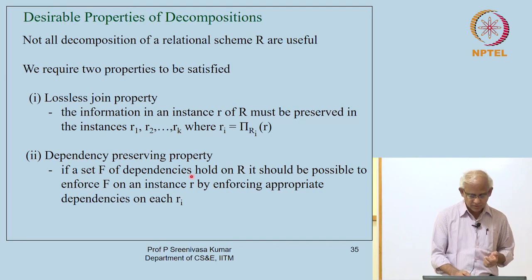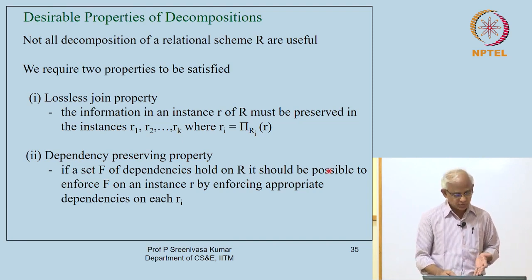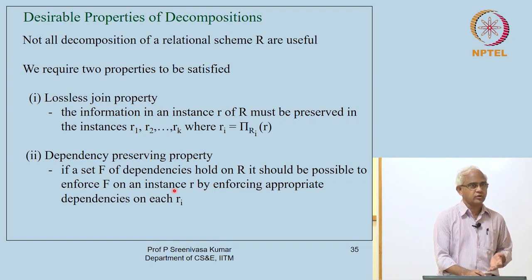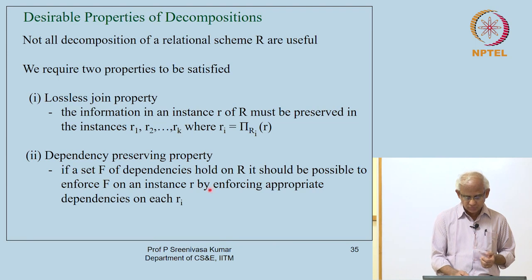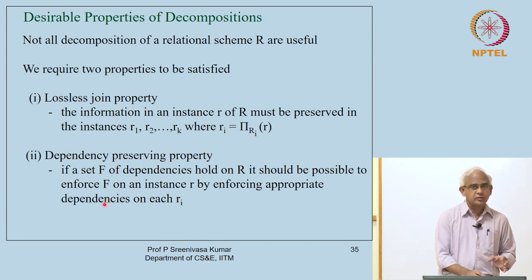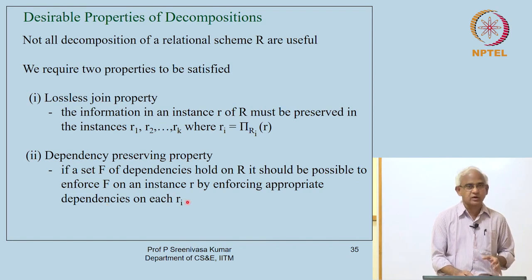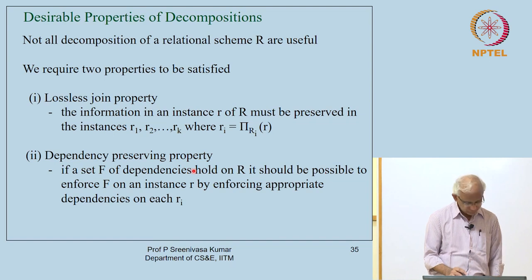So if a set of functional dependencies hold on R, it should be possible for us to enforce this set of functional dependencies. What do we mean by enforcing? Basically we want to see that the relation instance satisfies those functional dependencies. Either it is satisfying or not, we want to check that. Checking that should be possible by enforcing some appropriately derived functional dependencies on each of these Ri's. So these are the two properties that we will look for. Then we will go into a bit more detail into these things now.